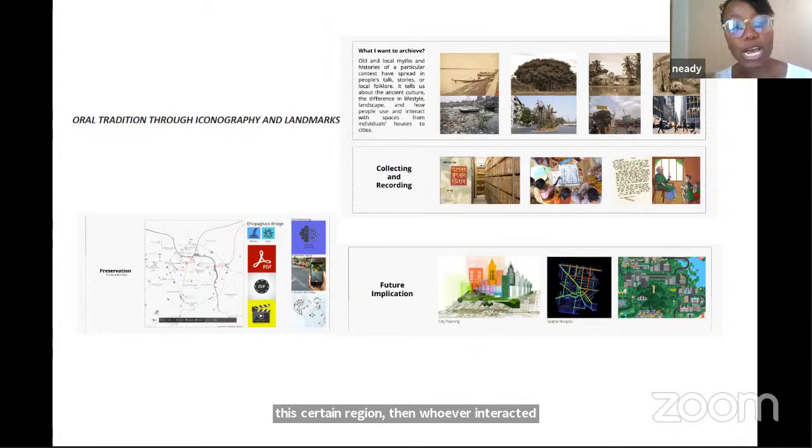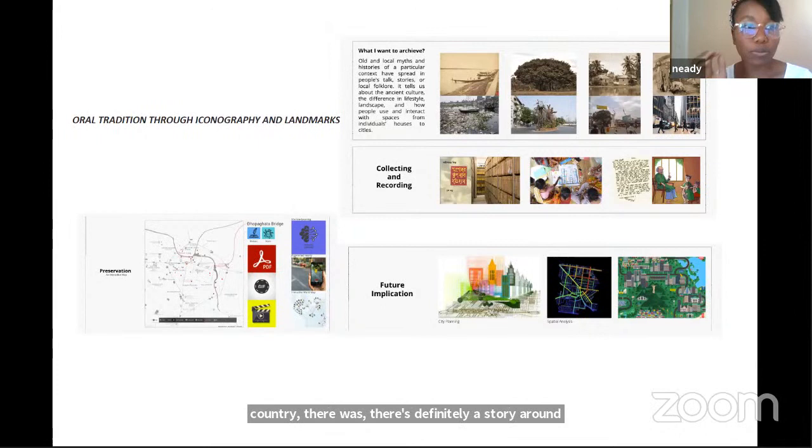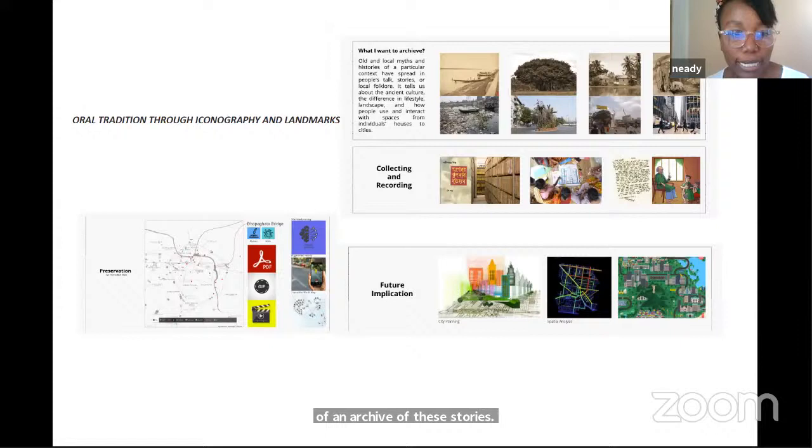And this could go across different cultures, because it was interesting to us when she was telling us about the story. There was always, in each locale, for example in my country, definitely a story around a tree. There's a great Mugumo tree, which is a great spiritual tree. And in Bangladesh, there's the same. What if this happened in different geographies and different locations? Then we have these local and old traditional myths that have an archive of sorts, layered over each other on an interactive map, which was her way of thinking of an archive of these stories. Next slide.